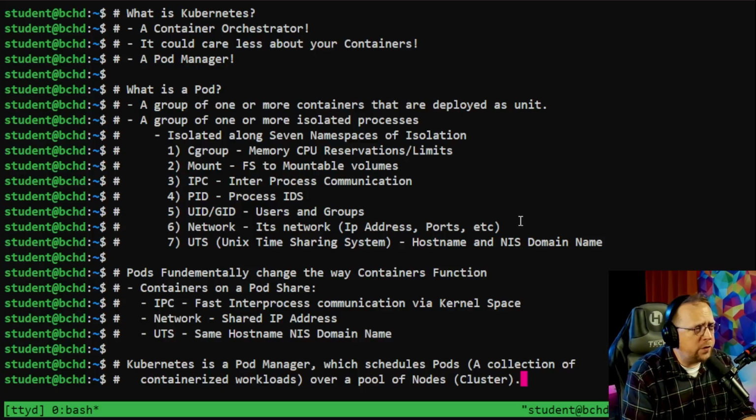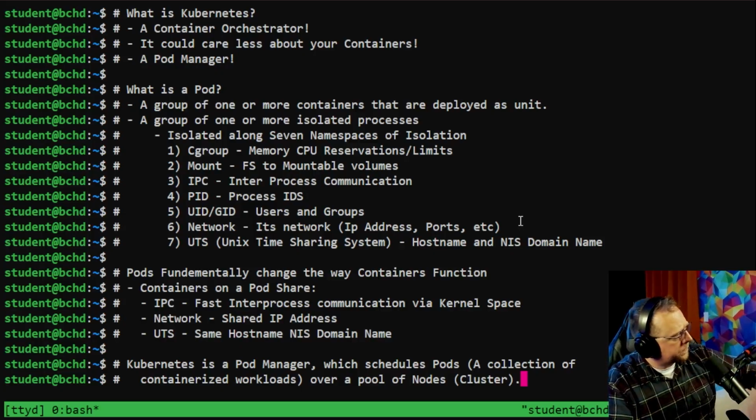And the next big topic is, okay, now I know what Kubernetes is. It's a way for me to deploy containerized workloads organized as pods across a pool of nodes. That's what it enables me to do. I understand fully what a container is now, and I understand fully what a pod is and how it fundamentally changes the way containers function, which gives me a complete answer to the question, what is Kubernetes? Kubernetes is a pod manager which schedules, orchestrates pods, a collection of containerized workloads over a pool of nodes, which is known as a cluster.